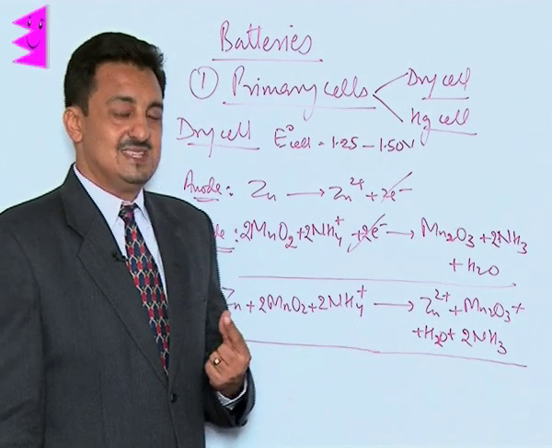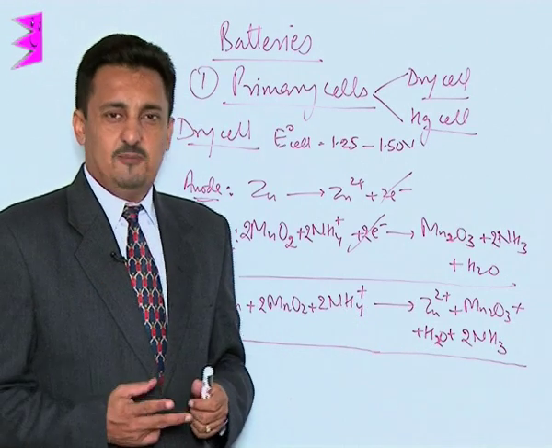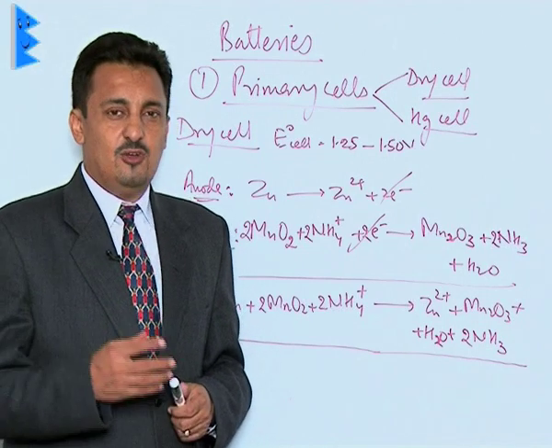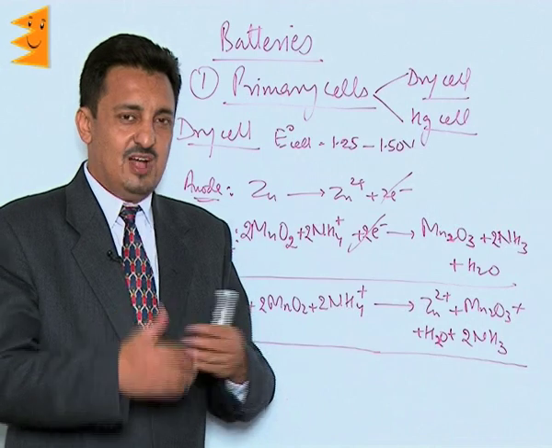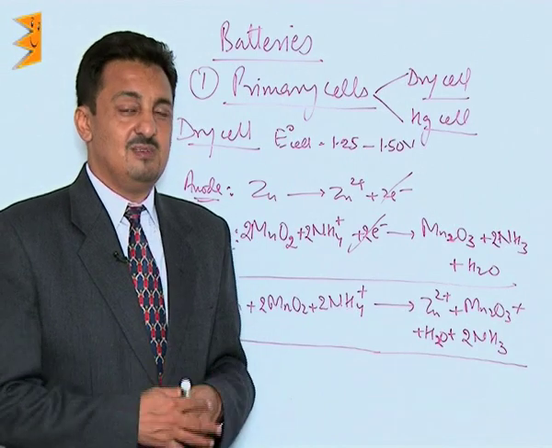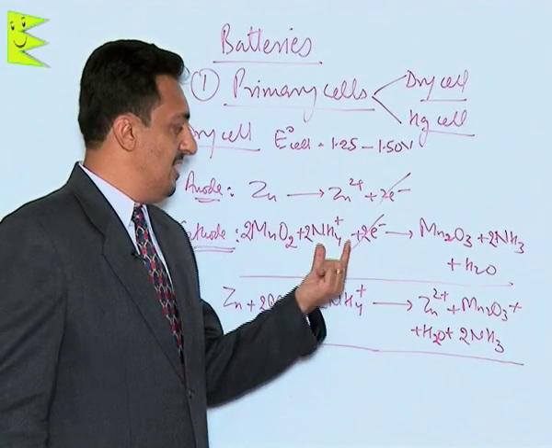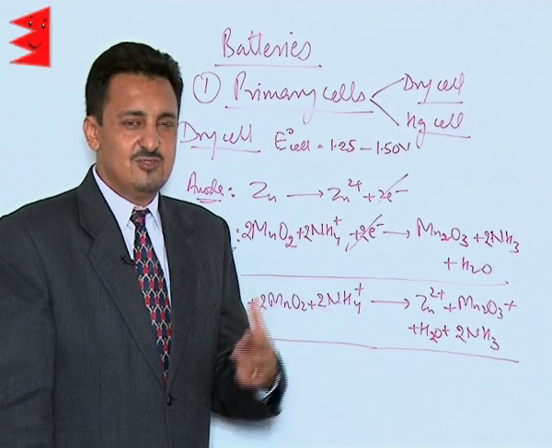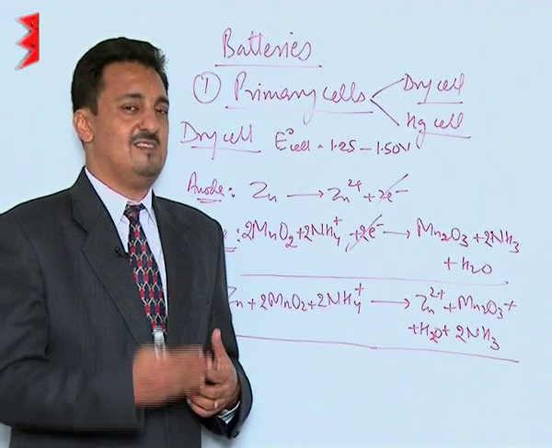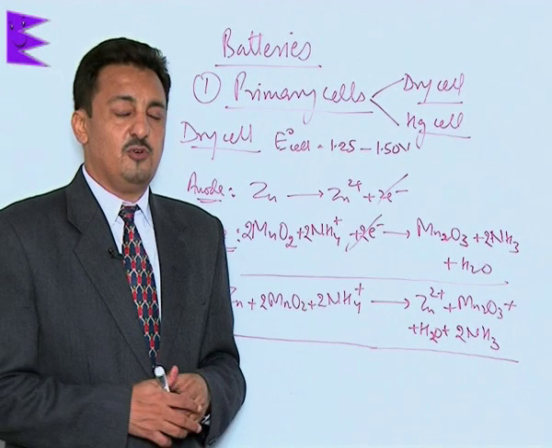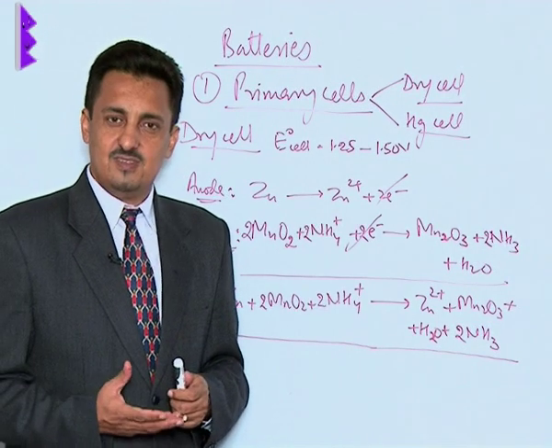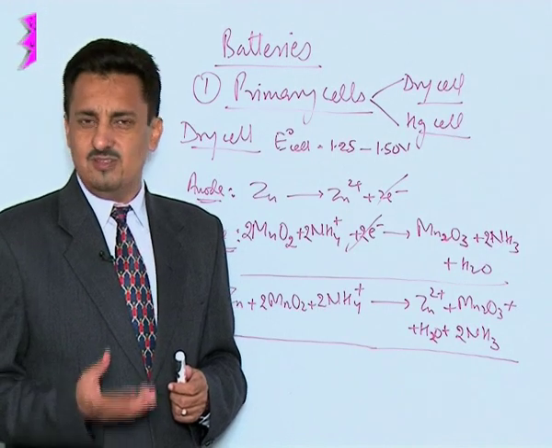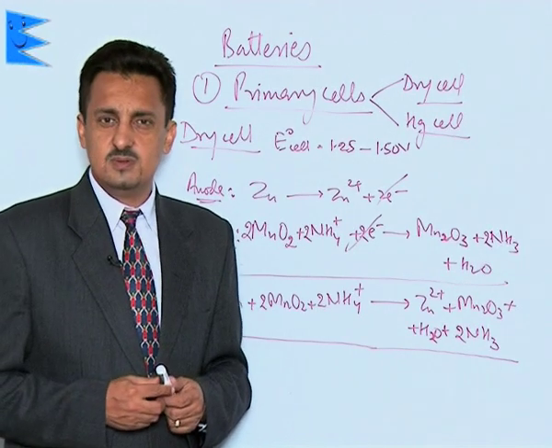Now the problem with this cell is that it shows two types of problems. It shows potential drop. The voltage output keeps on decreasing the moment you start using it. The reason is that the main charge carrier between the cathode and the anode, which is the ammonium ion, starts decreasing in concentration as soon as you start using it. Therefore the potential output is never constant, and that is why we cannot use these types of cells in electronic devices, because they need constant voltage output.